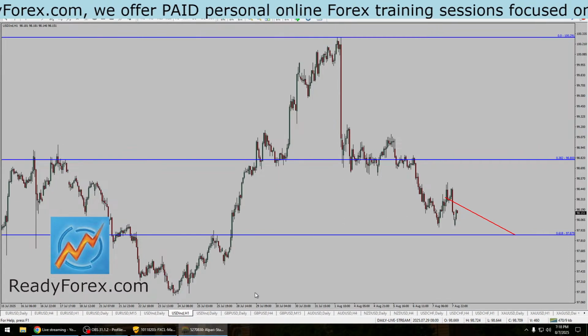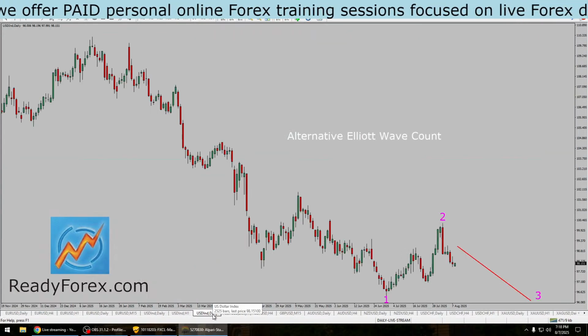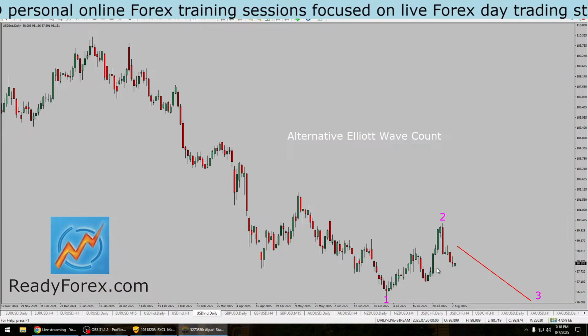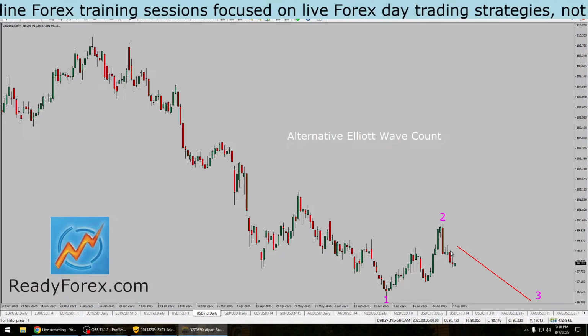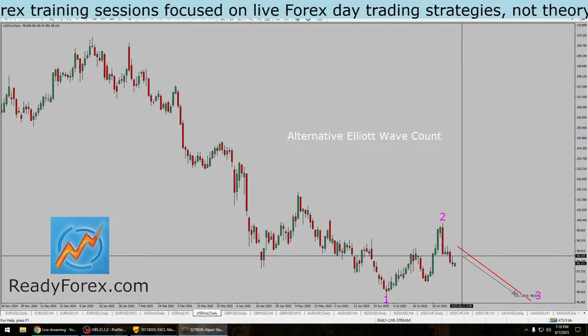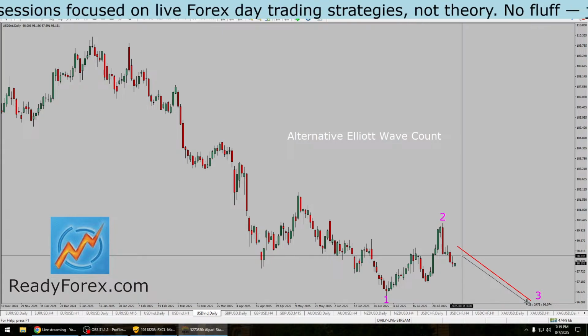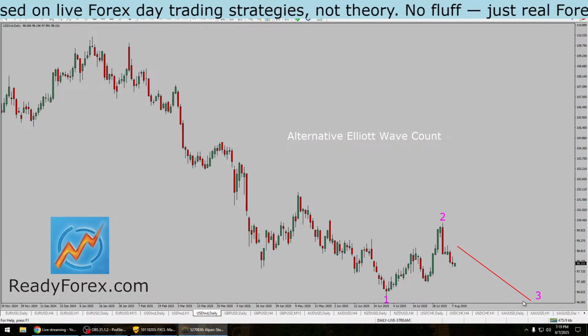Next is the alternative Elliott Wave count of the US dollar index over here, and the way I see price action is that it's not going to pause over here. It's quite possible to expect further weakness in the price action of the US dollar index. Okay, I see price probably going to drop more.